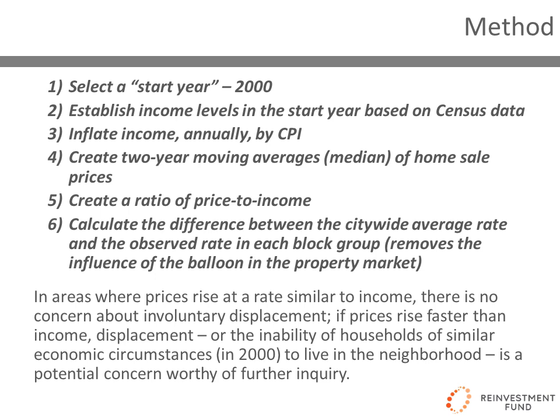What we then do is we create 2-year moving averages of home sale prices, and we're using actual sale transactions to do this, over those income ratios. And then we look at how those ratios change over time.